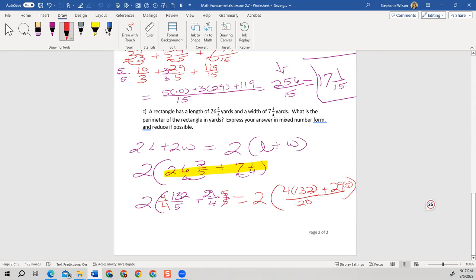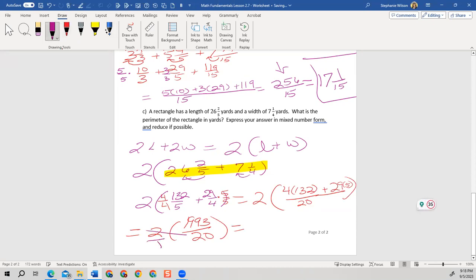All right, so let's clean this up. I have 4 times 132. And you may need to use parentheses if you're going to do it all in one setting. I would use parentheses just to separate each part, because your calculator doesn't know order of operations, it just knows what you put in it. So that's what I would do. Okay, so now I have 2 times that 1,993 over 20.